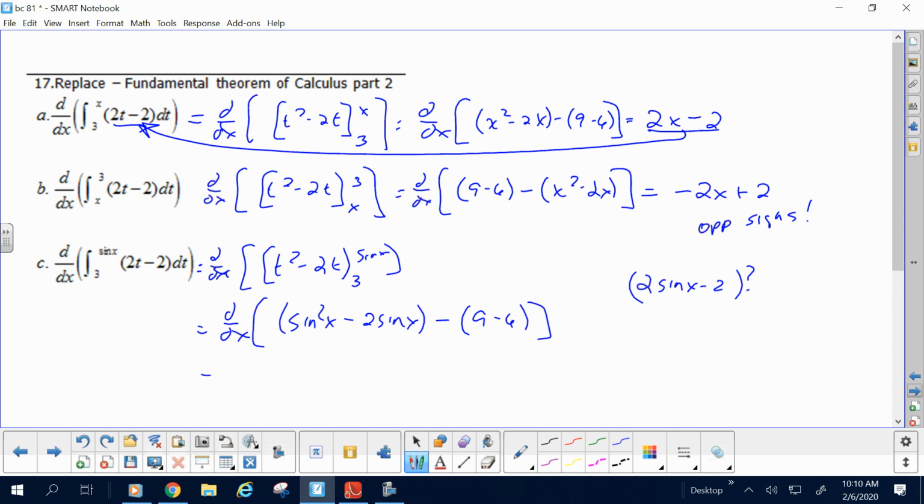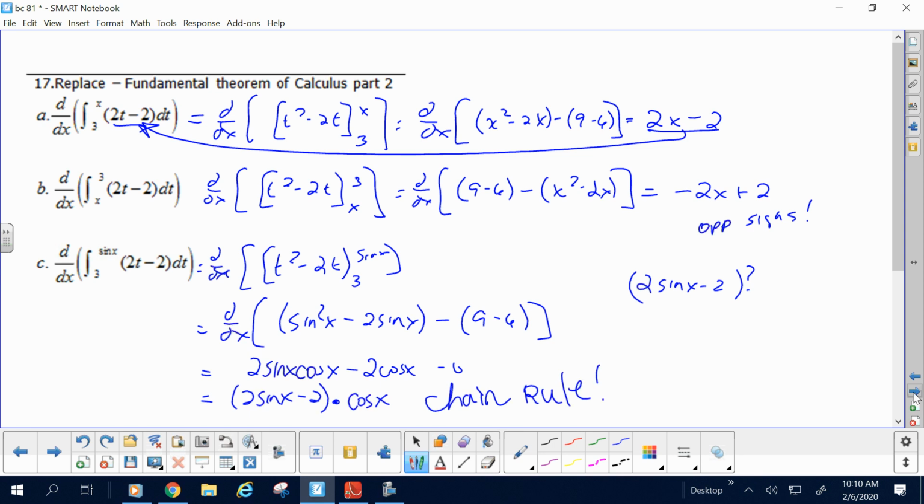Okay, now here we go, taking the derivative. What's the derivative of sine squared? 2 sine x cosine. 2 sine x cosine x. There's a chain rule here. Minus 2 cosine of x minus 0. Now, if we look at this, it is 2 sine of x minus 2, but times cosine of x. In other words, when there is more than just a plain old x up there, there's a function, then there is a chain rule component, and it is not just 2 with the upper limit minus 2 with the lower. You with me? All right, so be aware.